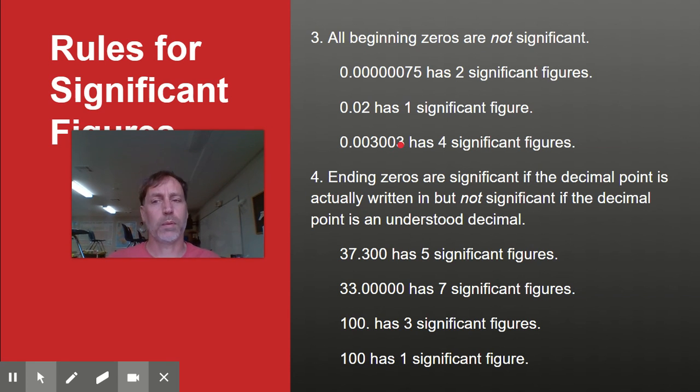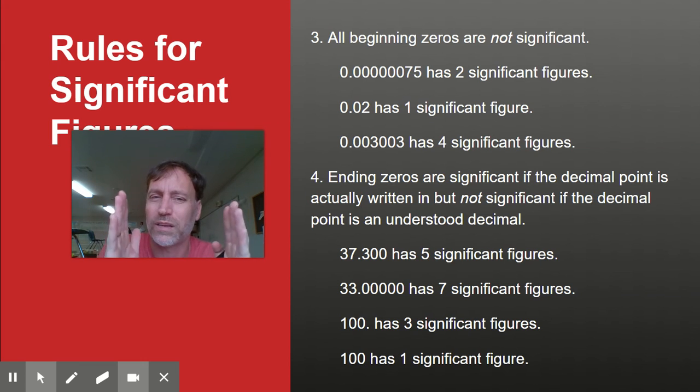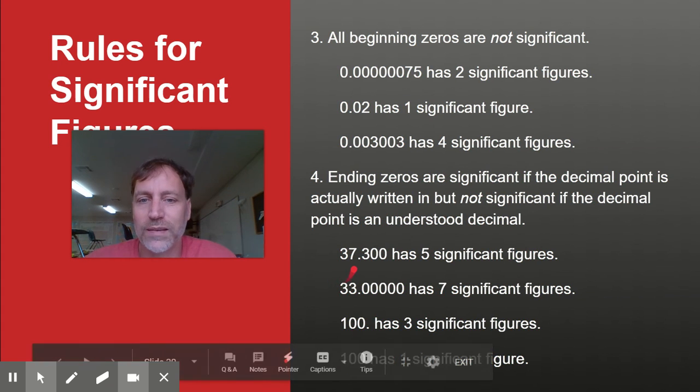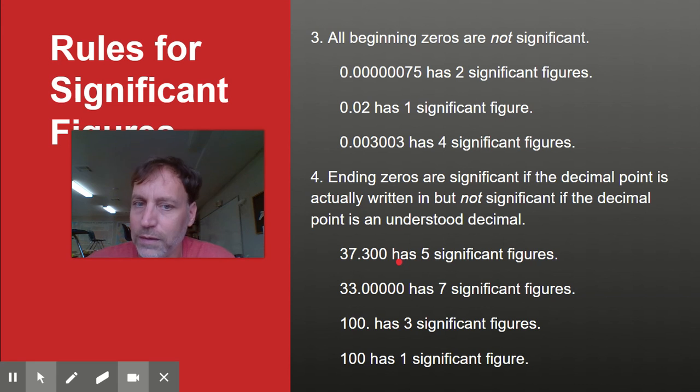So maybe you're picking up that the tricky part of significant figures is going to be, what do I do with my zeros? Anything to the left of my non-zero numbers doesn't count. But if they're in between, they're considered placeholders and they are significant. Now, what to do with ending zeros? The rule is, if there is a decimal point that is actually written down or typed in there, then all the zeros behind it count.